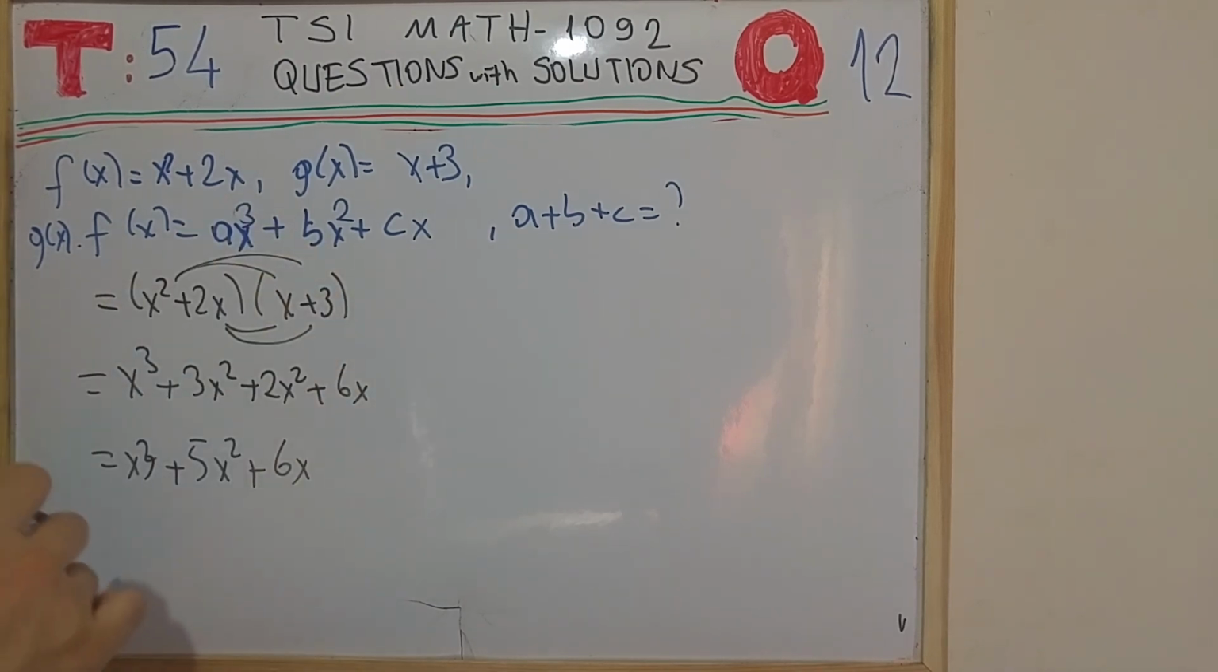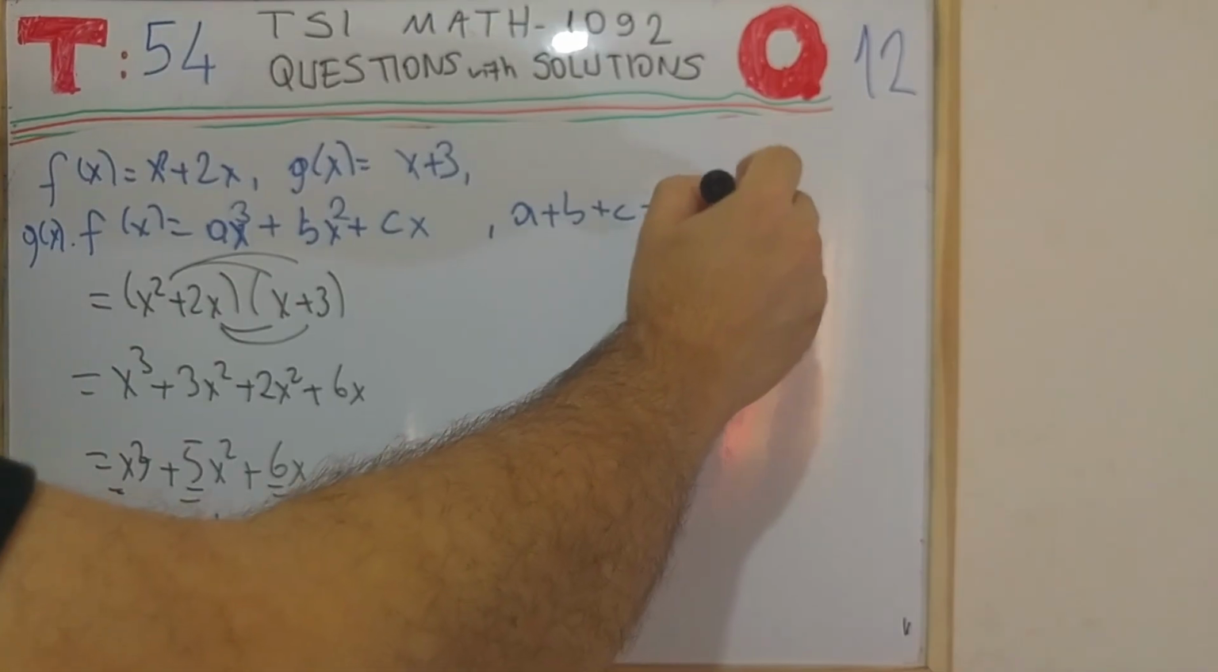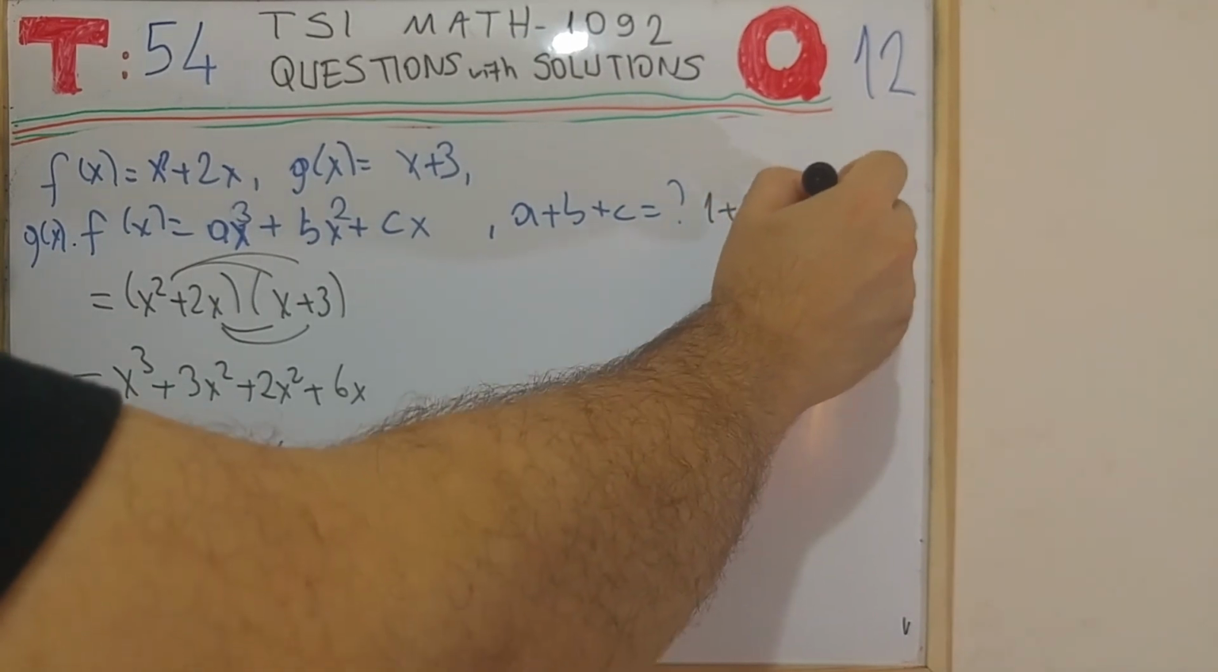Therefore, what we see is a is equal to 1 here, and b is equal to 5, and c is equal to 6. And a plus b plus c is equal to 1 plus 5 plus 6, which is 12.